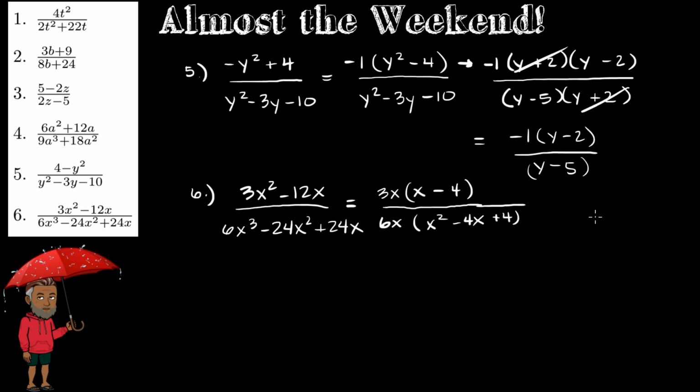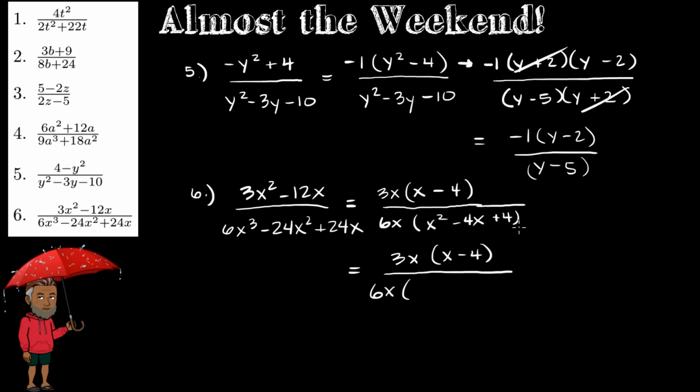All right, so still not done. The bottom trinomial can still be factored, so I'm going to go ahead and factor that just a little bit more. So we have 3x over x minus 4. Now, if you notice that the 3x and the 6x can cancel, that might be a good idea to cancel at this point in time. I like to wait till the very end and do all my canceling all at once.